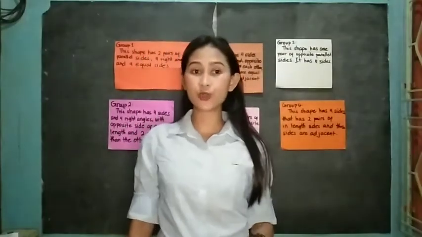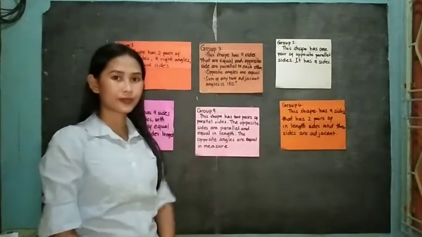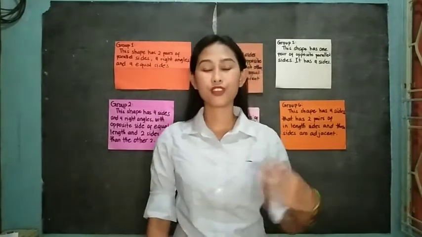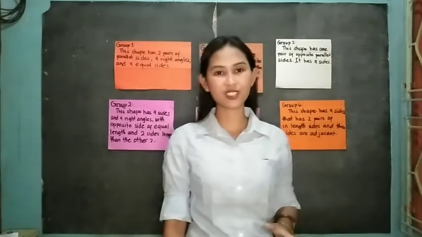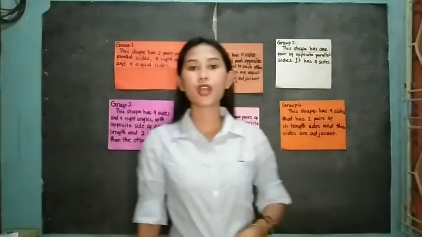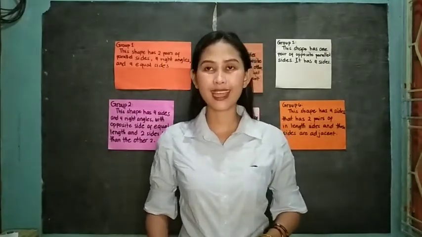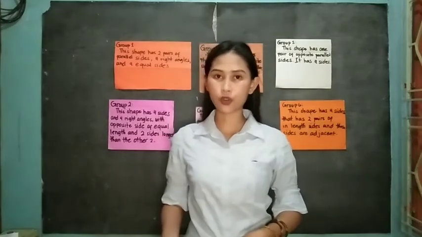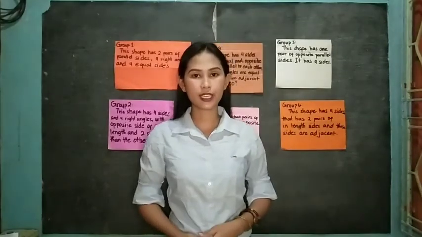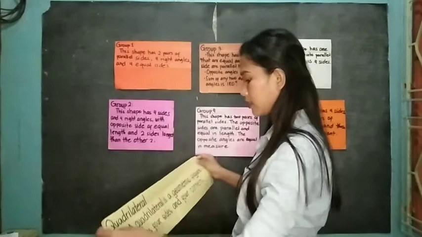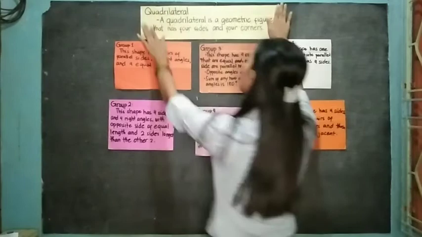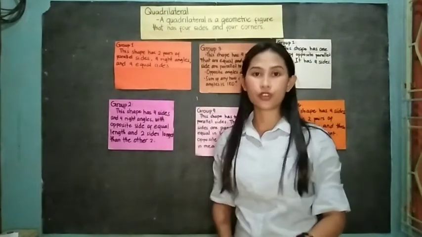Okay, we will start with Group 1. Very good, Group 1. Very good. Now, among the descriptions, what have you noticed, Liza? Very good. What do we call a polygon that has 4 sides and 4 corners? Yes, Enrique. Very good, Enrique. A quadrilateral is a geometric figure that has 4 sides and 4 corners.